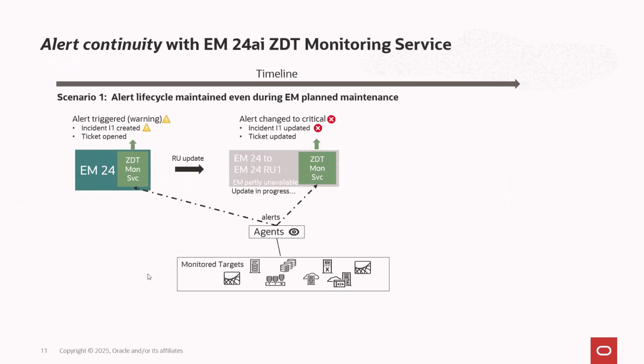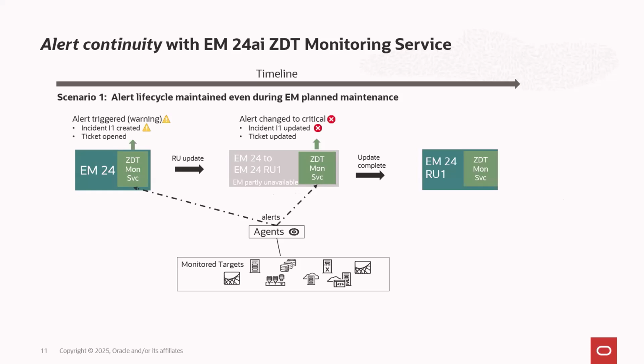There. Okay, so during the update of the RU, if there is a change in severity, such as what we have here, it changed from warning severity to critical severity, then even while EM is under planned maintenance, ZDT monitoring can receive that critical alert severity, which results in an update of the incident severity. And also, we will send that severity update to the ticketing system, so that update is correspondingly propagated to your ticketing system. Okay. Now, continuing on, let's say the update is complete.